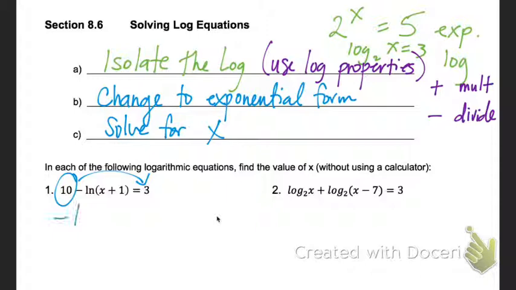So I have negative ln x plus 1 equals negative 7. But I don't really like that negative in front. So I can just divide by negative 1. Or I'm just going to erase both negative signs.